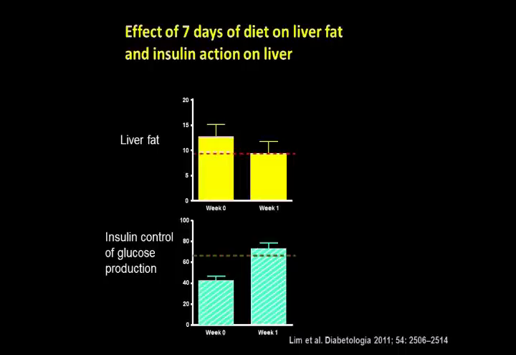The insulin control of glucose production started off as being distinctly subnormal, but in fact, within 7 days, had bounced up to being completely normal. So the liver is very sensitive to this matter.